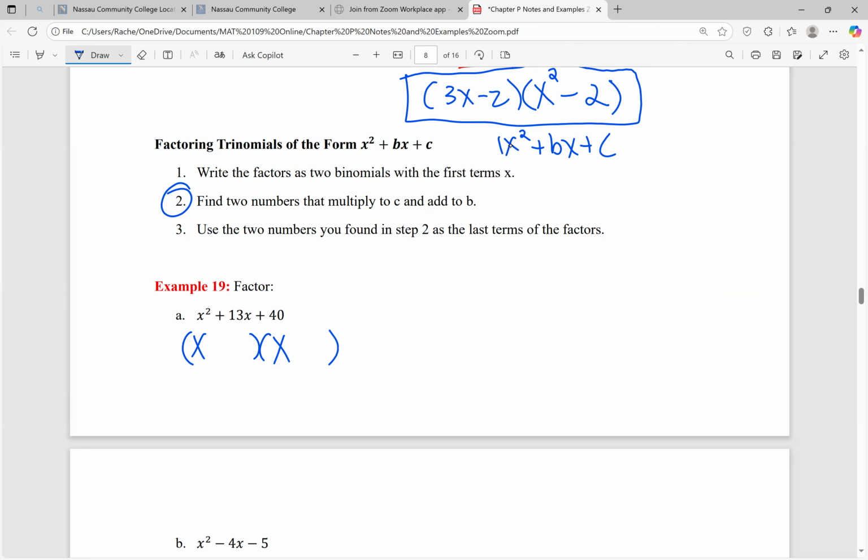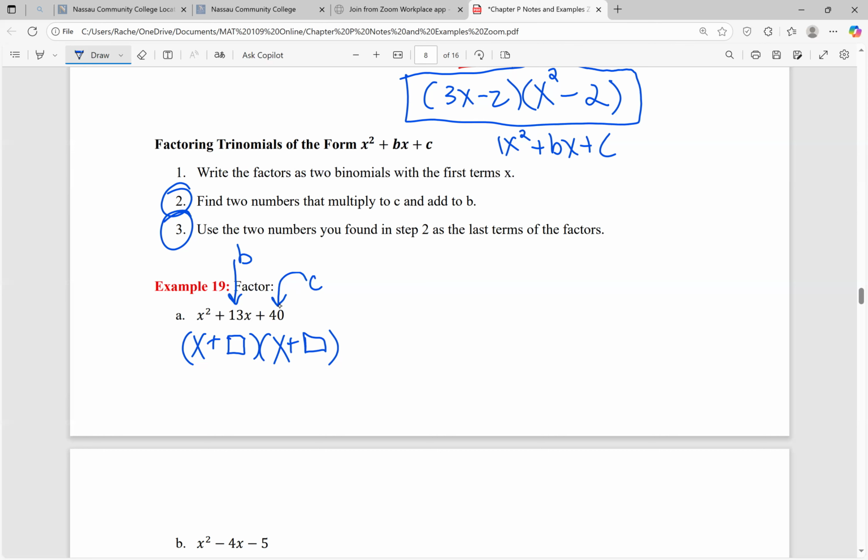Now what we want to do is we want to find 2 numbers that multiply to c. So in example 19, c is the 40, but they have to add to b. So in this case, b is 13. Right? When we're in the form ax squared plus bx plus c. And then we would use the 2 numbers that we found in step 2 as the last terms of the factors.